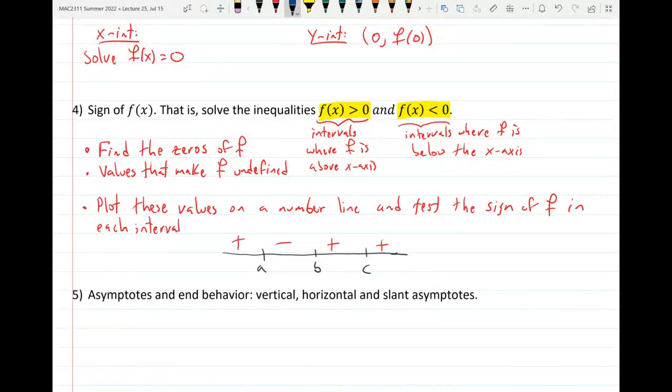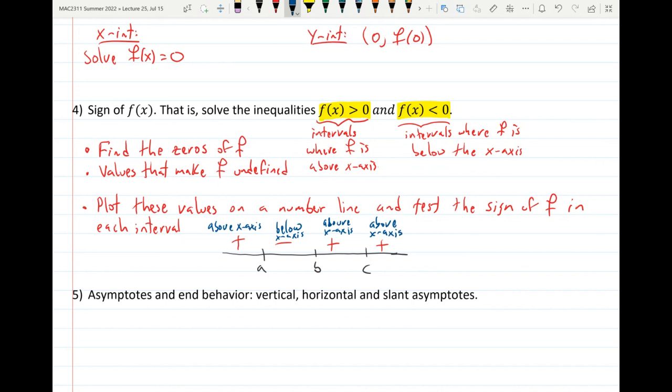And remember, when you have this sort of picture, the information that this is giving you is that here the function is above the x-axis. Here the function is, let's move this a little bit, below the x-axis. Again, above the x-axis and still above the x-axis.